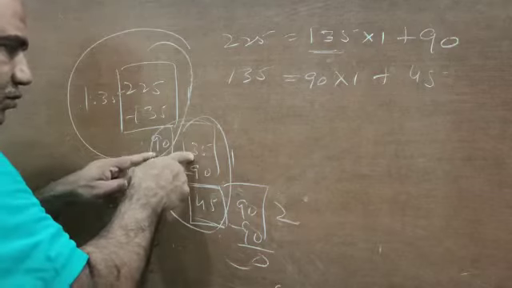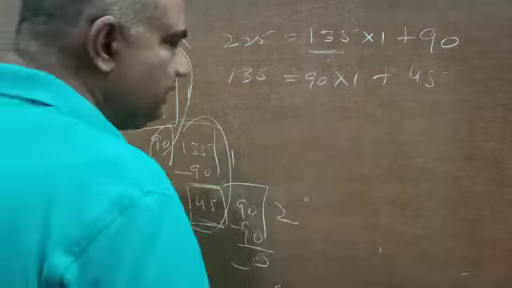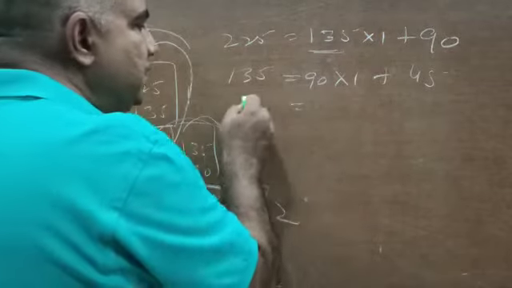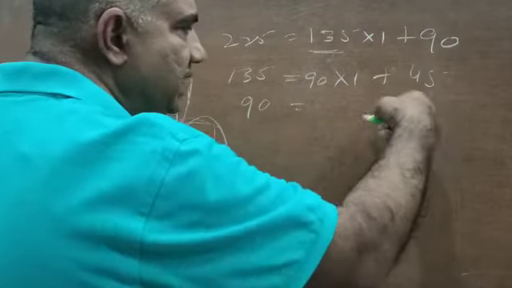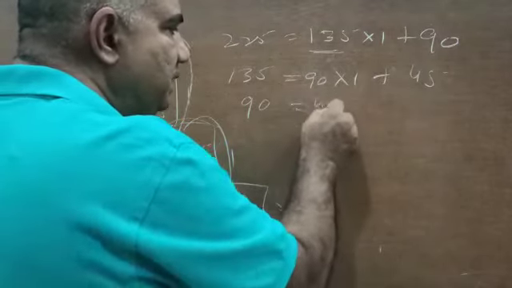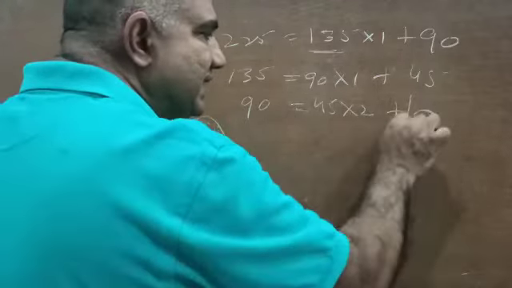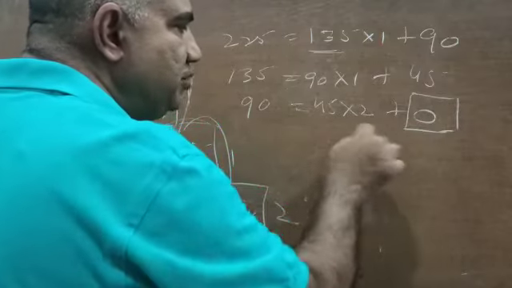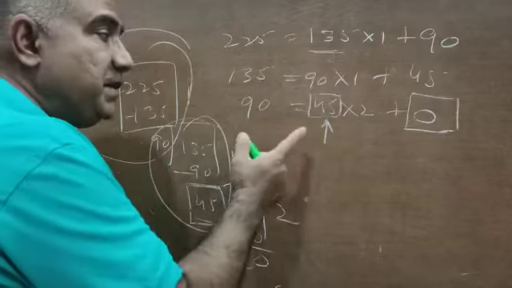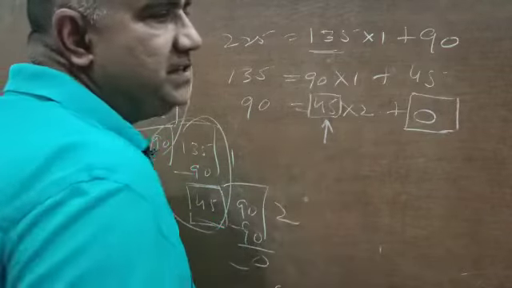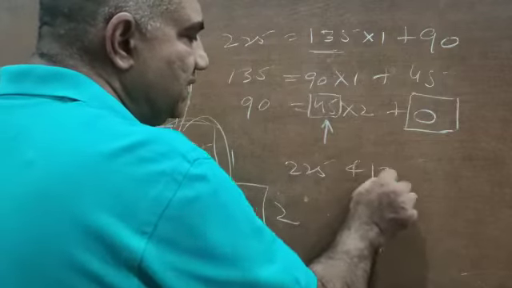That is, dividend is equal to divisor into quotient plus remainder, and likewise we have written further. Now 90, which is the divisor here, becomes the dividend, and 45, which is the remainder here, becomes the divisor. So I will write here 45 times 2 is 90 plus remainder 0. And the step where the remainder becomes 0, at that stage whatever your divisor is, please remember the divisor, not the quotient, that is the HCF. So here 45 is the HCF of 225 and 135.